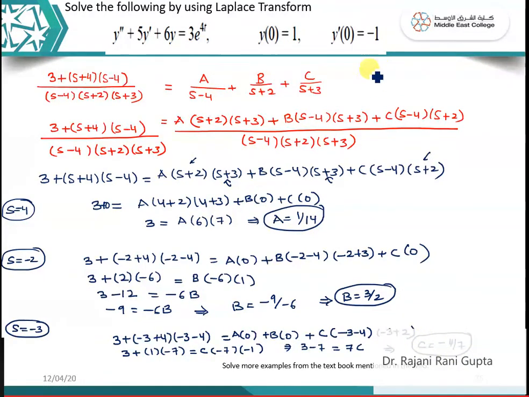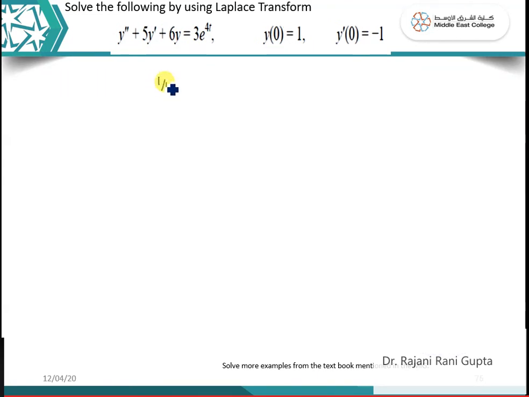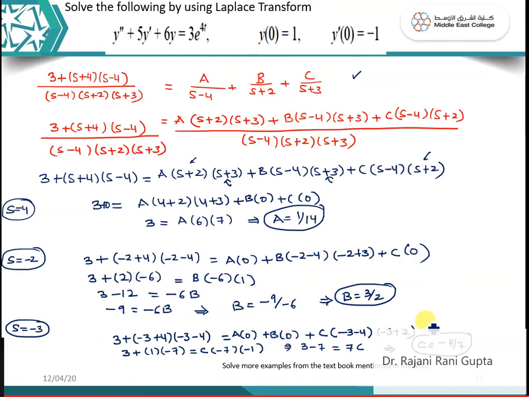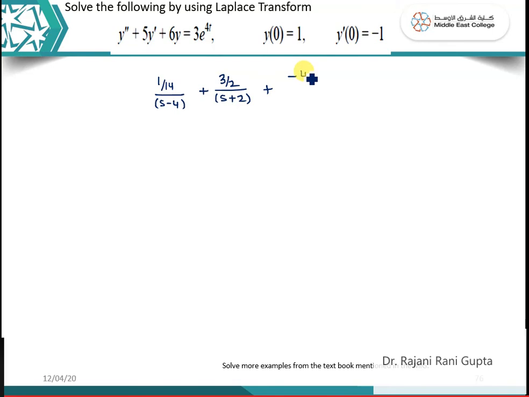Let's substitute these values of a, b, c here in the question. So a is 1 over 14, 1 over 14 times s minus 4, plus b is 3 over 2 times s plus 2, plus c is minus 4 over 7 times s plus 3. This was the value of 3 plus s plus 4 s minus 4 divided by s minus 4 s plus 2 s plus 3.